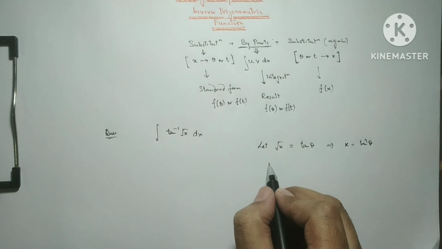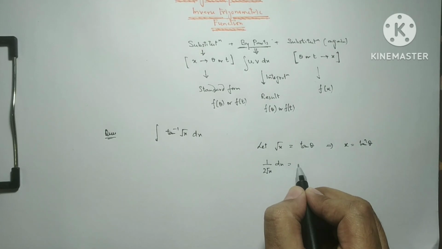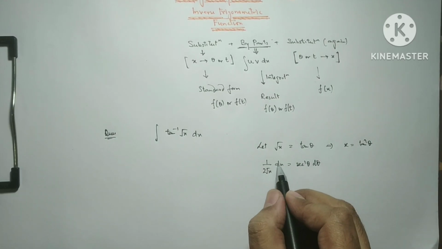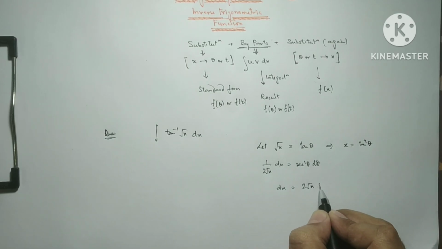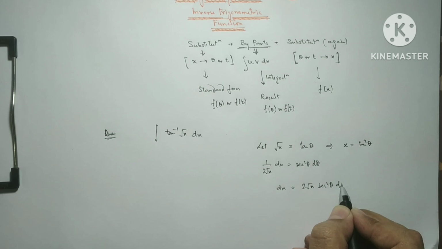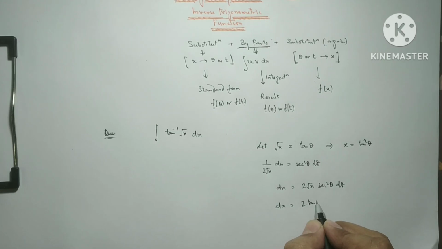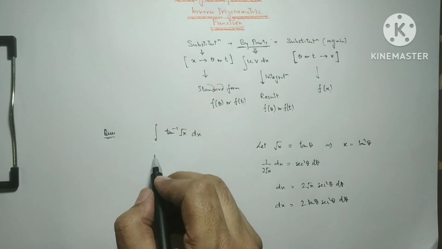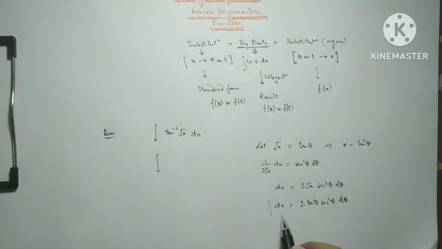And when we differentiate this we get 1 over 2 root x dx equals sec square theta d theta, and we will collect the value of dx. So it is 2 root x sec square theta d theta, and we can place the value of root x, so dx is 2 tan theta sec square theta d theta. So right now we substitute these values and we have dx is this.